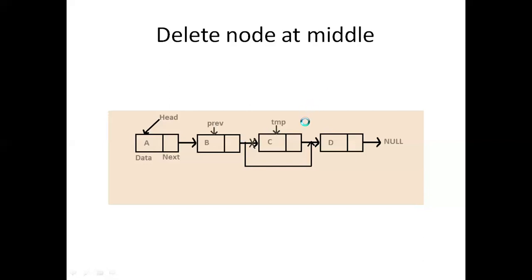This is very, very important. Before removing the connection between B and C, first of all, store the value of C next in the B next. Then after, remove the C and D connection.